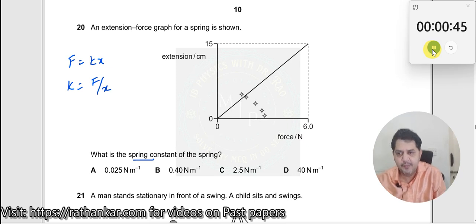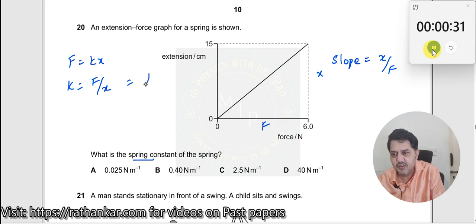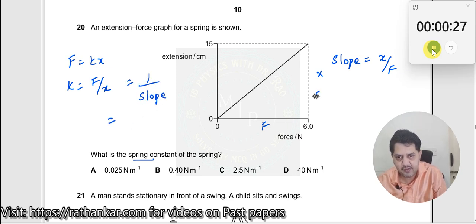Now, what is the slope? What does the graph give you here? If I take the slope, what do we get? Slope is equal to, this is extension, this is force, which should be x by F over here. I got F by x for k, here it is x by F, which means one is the reciprocal of the other. So k should be 1 by slope over here, right? So let us find out the slope here.